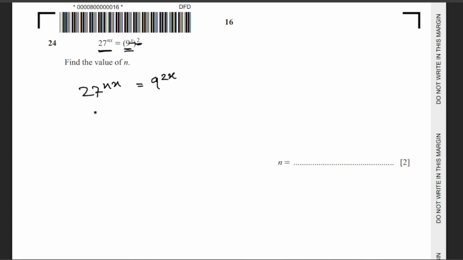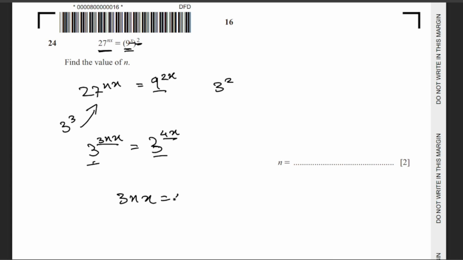Now if you notice one thing, 27 is just equal to 3 to the power of 3, so we can put that in place of that. So 3 to the power of 3n equals, now same, 3 squared is equal to 9, so we can turn this into 3. 2 times 2 is going to be 4, so 4x is 9. Now that the bases are the same, we know that the indices are equal to one another. So 3n is equal to 4x.